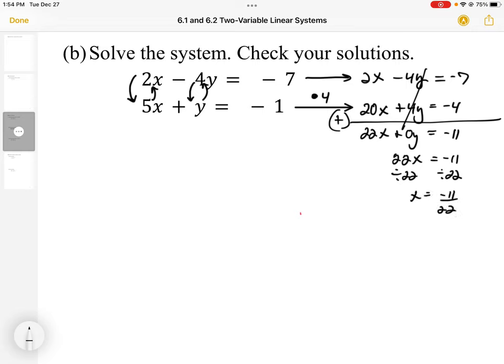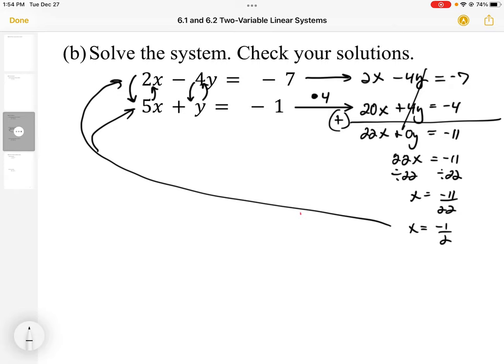So we get negative 11 over 22, which simplifies to negative a half. So that's half our solution. So now we're going to go ahead and we're going to take that value and we're going to substitute it back into one of the equations, and we're going to solve for y.